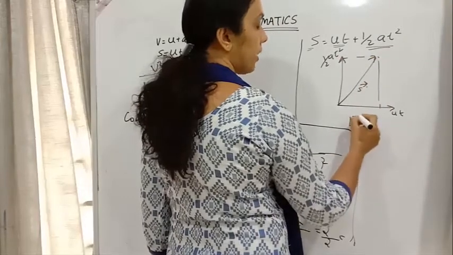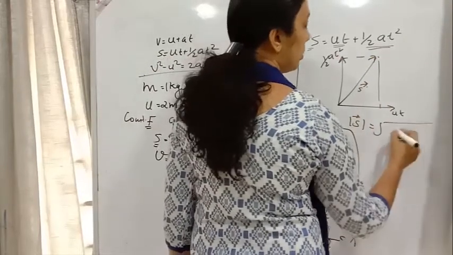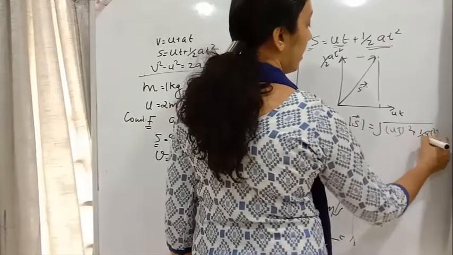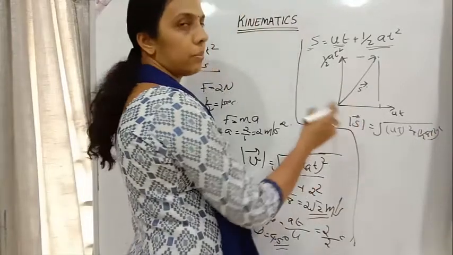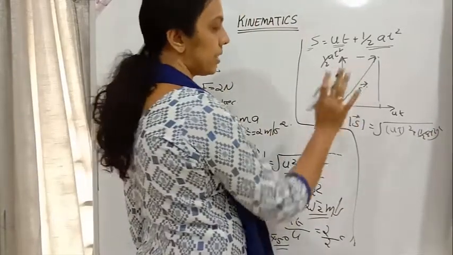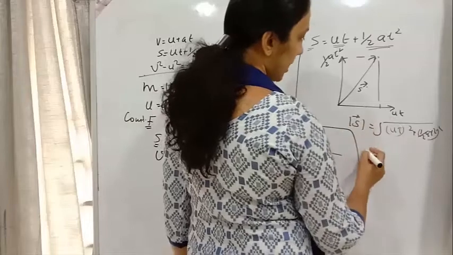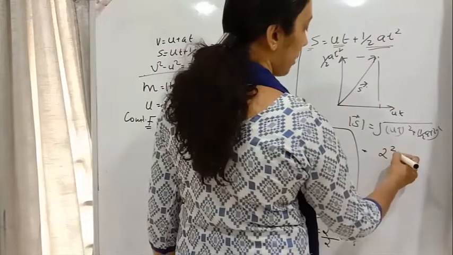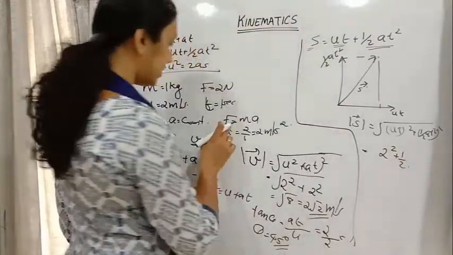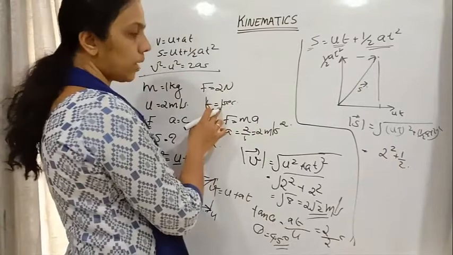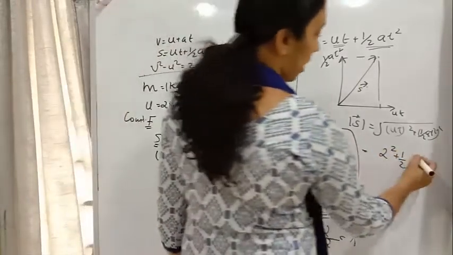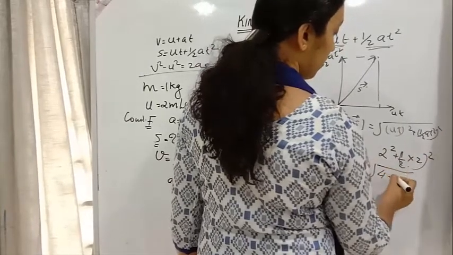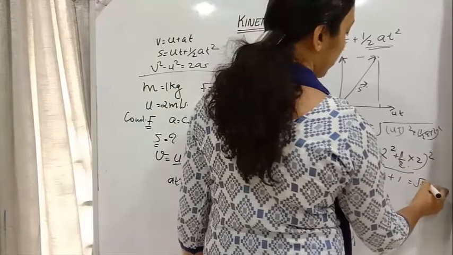Displacement vector, how can I find out? Root of ut square plus half at square the whole square plus 2ab cos theta. Cos 90 is equal to 0. Therefore we will get ut, what is the ut value? 2 into 1, 2 square, plus half into at square. A is 2, t square is 1, therefore the square of 1. So here we will be getting 4 plus 1, root 5 meter.